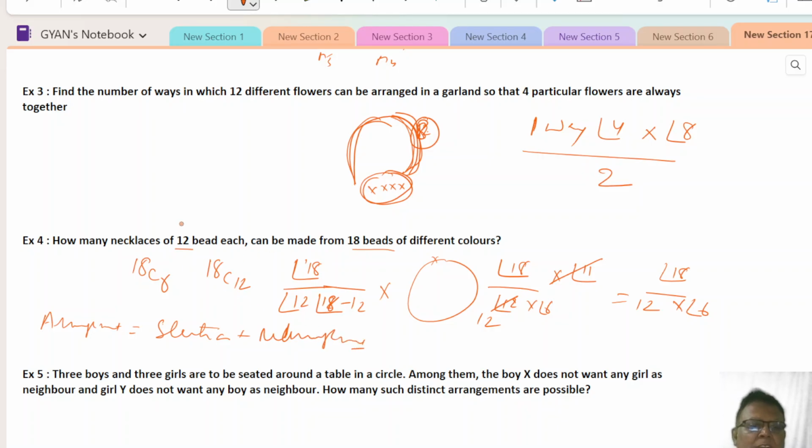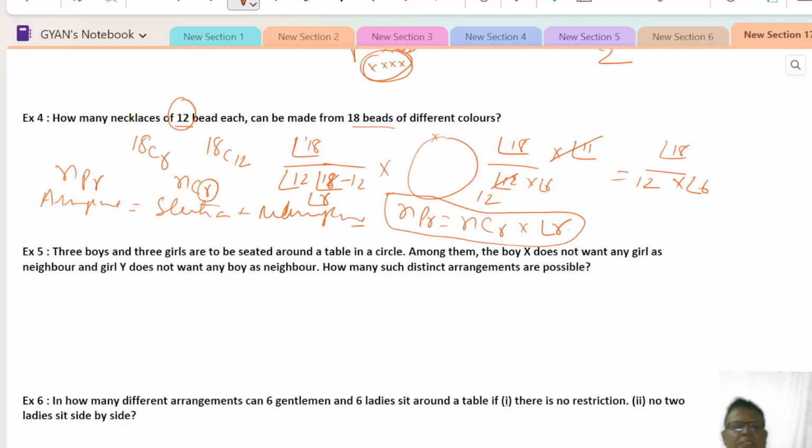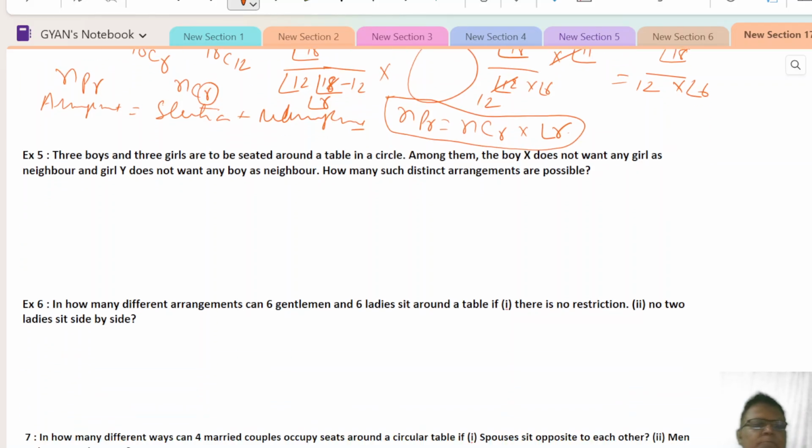So first we have selected 12. So selection is nCr, arrangement is nPr, and rearrangement is: you have selected r, so there will be factorial r. So this formula, nCr into factorial r, is very important. We will be utilizing it when we study combination. Combination means nothing but selection. For the time being, just learn this.